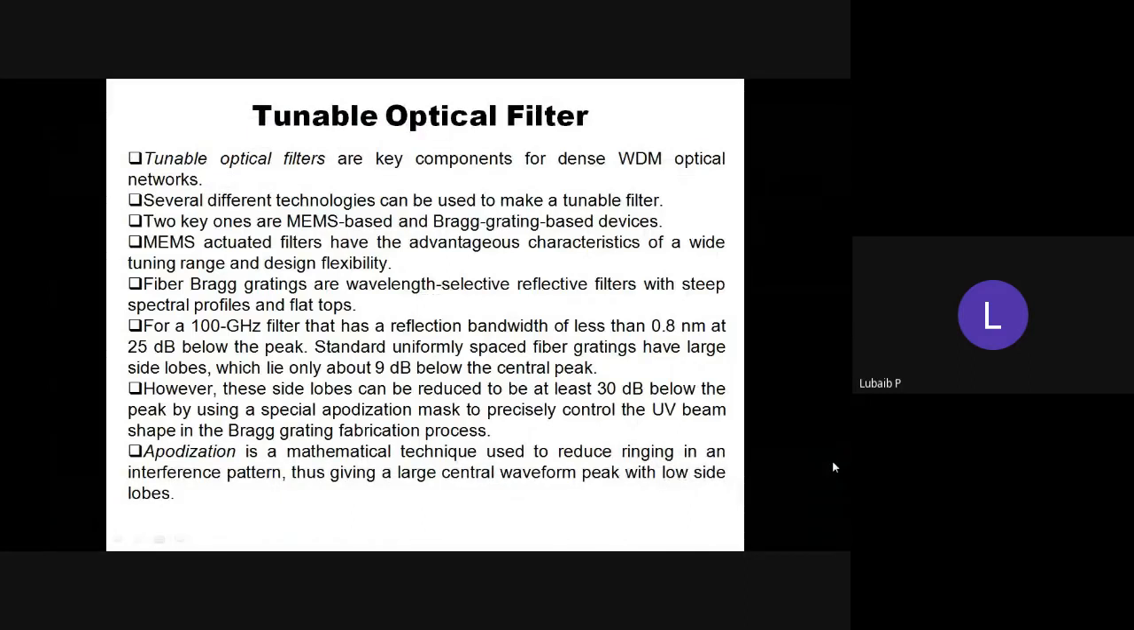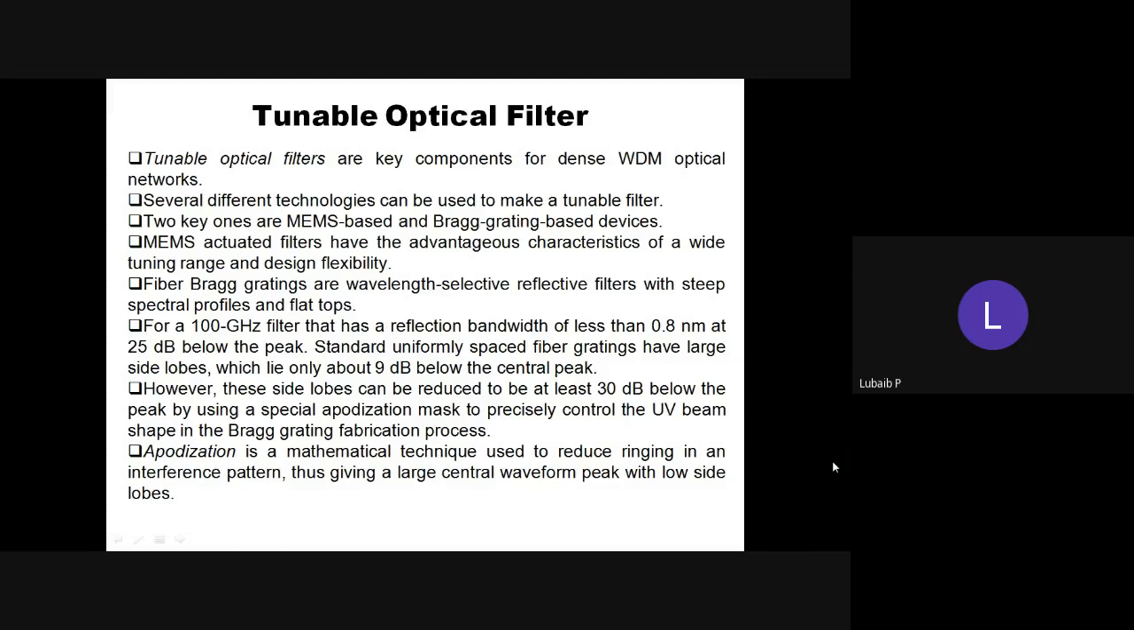In the previous session, we were discussing the optical filters that are used in WDM techniques. In optical filters, we discussed the fiber Bragg grating and grating techniques, etc. Now we are going to discuss the tunable optical filter. Tunable optical filters are of key importance for dense WDM optical networks.